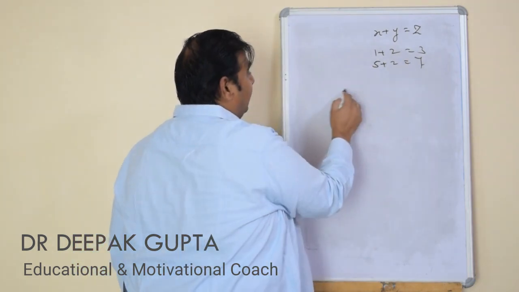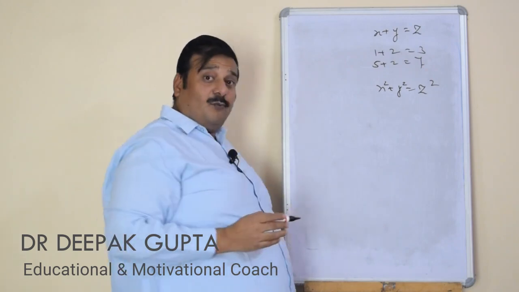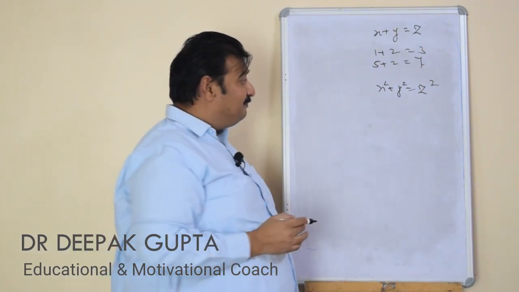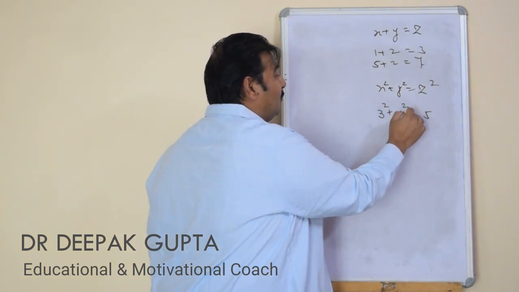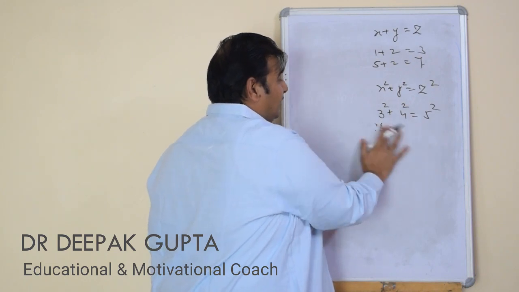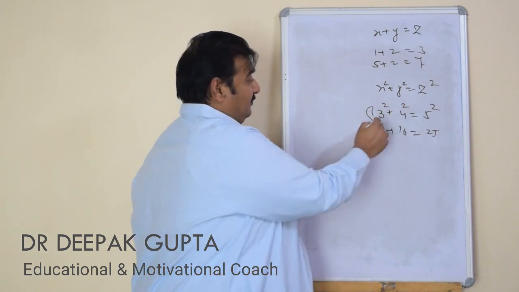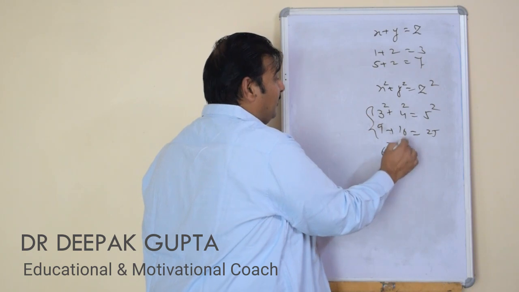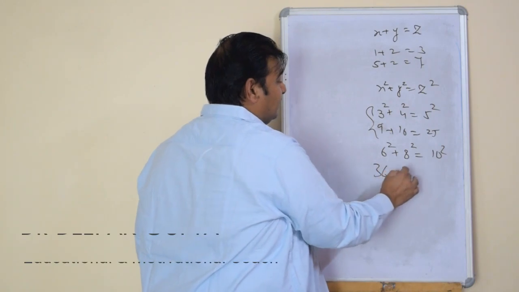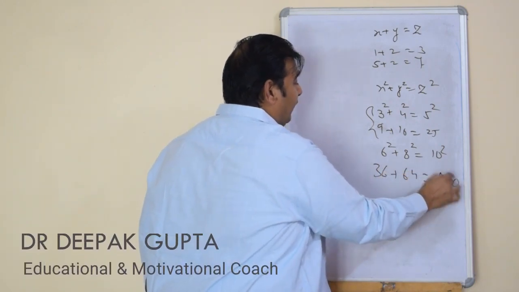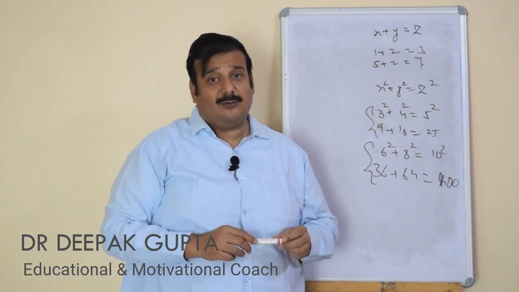Now, let us write another equation. x square plus y square equal to z square. What can be the possible solutions? One simple is 3, 4, 5. 3 square plus 4 square is equal to 5 square; 9 plus 16 equal to 25. Is it true? Yes. There can be many more. There can be probably 6 square plus 8 square, maybe 10 square, that is 36 plus 64 equal to 100. So, there can be many more solutions for x square plus y square equal to z square.